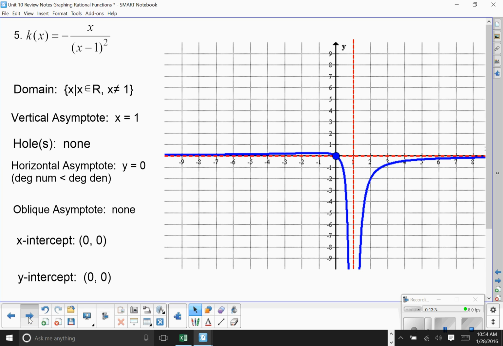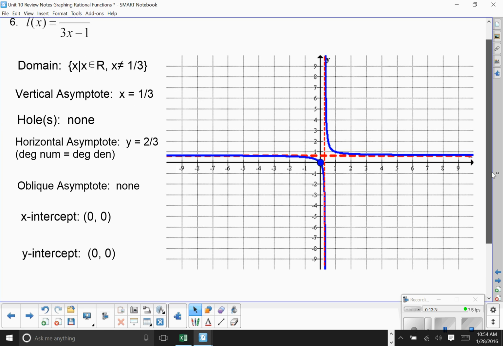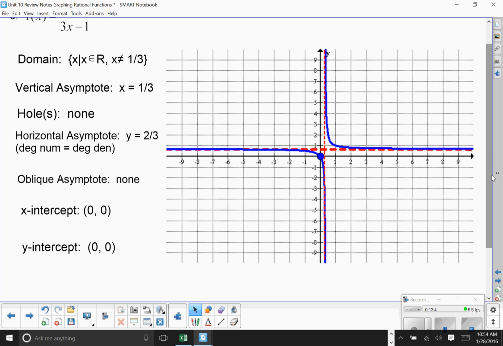Finally, the last one that you had. Here's the function. I'll put it here so you can see it a little bit better. If you have any questions on how to do any of these, bring the problem and the question to your instructor so they can go over it.